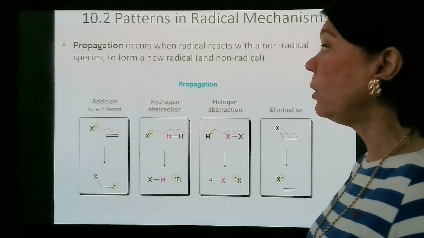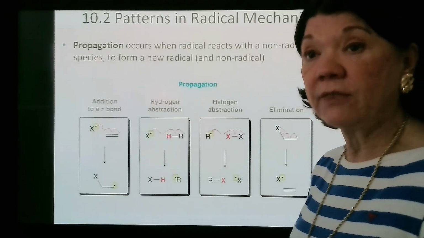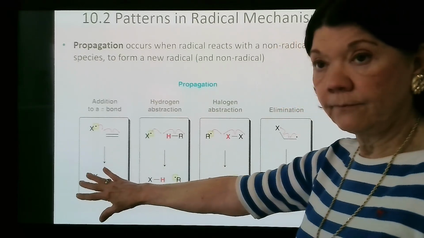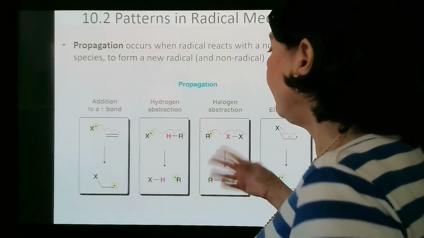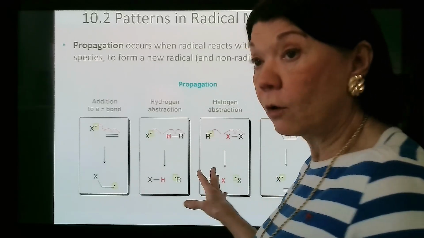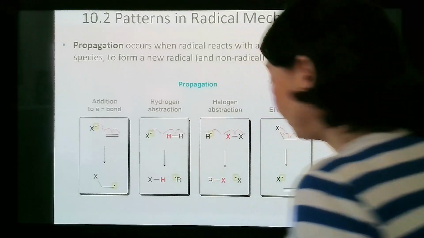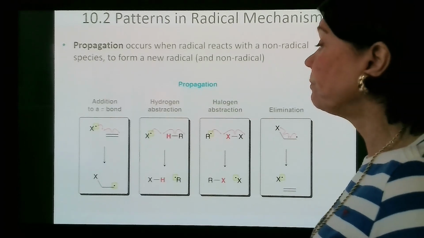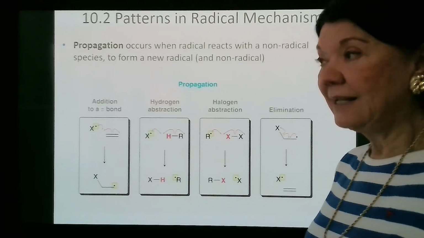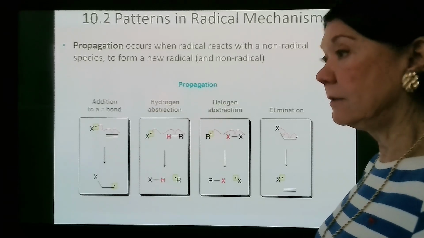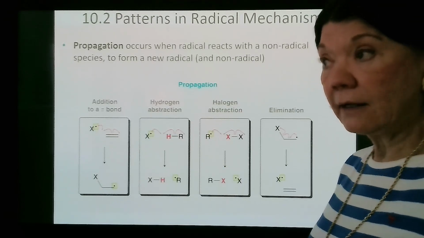And so when you go in to look at your propagation steps or to figure out what they are, they'll be one of these four. Okay, and you may need like this one and that one. You may need 2 or 3 of these four, probably not all 4 types in a radical chain reaction. But this will give you an idea of what you need to choose from in identifying the propagation steps of a radical chain reaction.